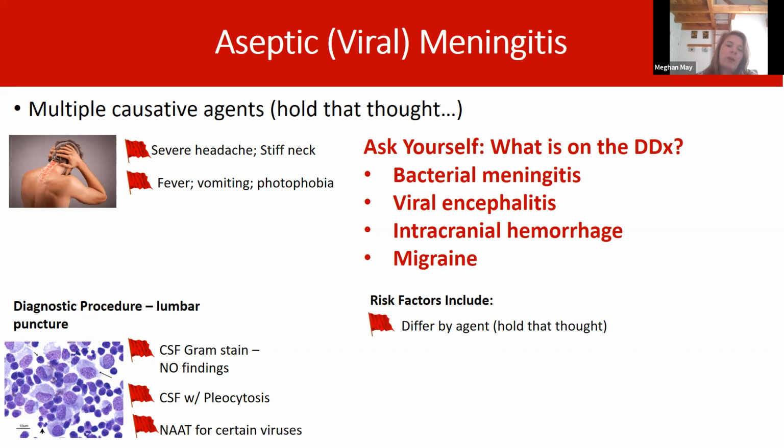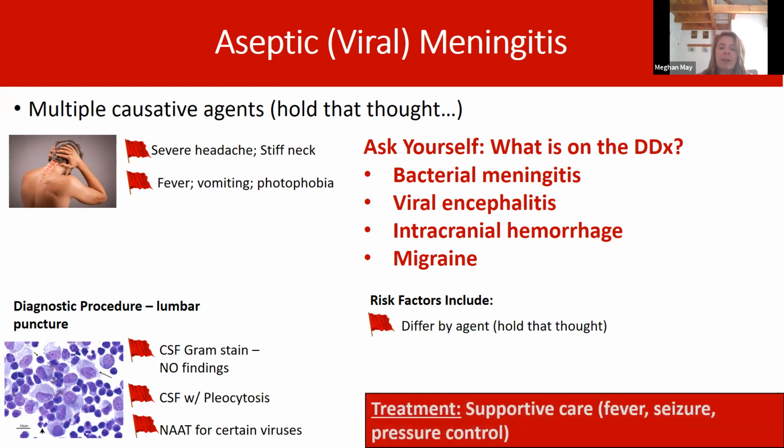All right, so your risk factors are going to differ by agent. Hold that thought again. The treatment for aseptic meningitis is just supportive care, meaning you control a patient's fever, you control any pressure on the spinal cord and the brain, either with steroids or by draining fluid buildup, and you prevent them from having seizures until they immunologically recover.